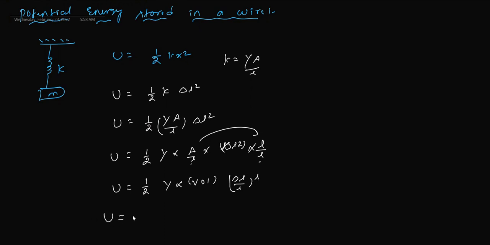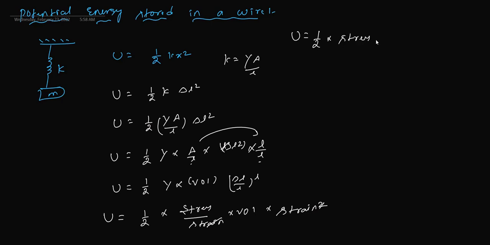So U equals half into Young's modulus, which can be written simply as stress by strain, into strain square into volume. Delta L by L, change in length by original length, is nothing but strain, so strain square. One strain will get cancelled. Therefore, potential energy stored in a wire can be written as U equal to half into stress into strain into volume, which we got here.